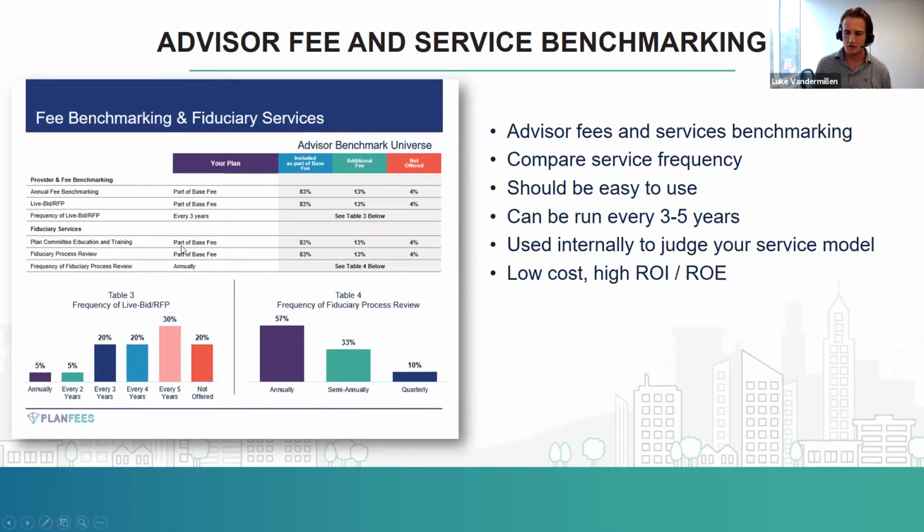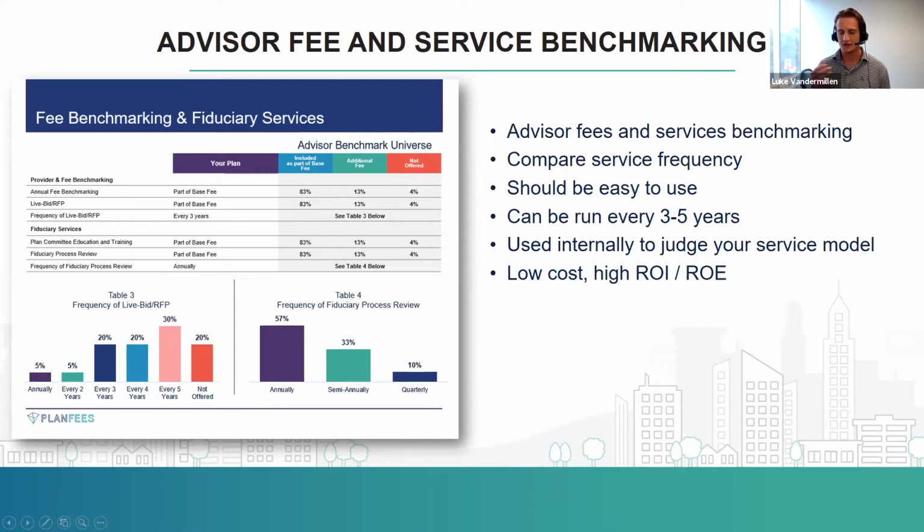So for instance, this report is taking a look at the same plan we were looking at previously, 5 million, plans between 3.5 and 6.5 million. You can see on the far left-hand side, this advisor offers annual fee benchmarking and live bid RFPs as part of their base compensation, and they don't charge additionally for any of these fees. And then you could see what the benchmark in terms of the industry shows. So 83% of advisors include annual benchmarking in their base compensation. 13% charge additionally for it. 4% don't offer it at all.